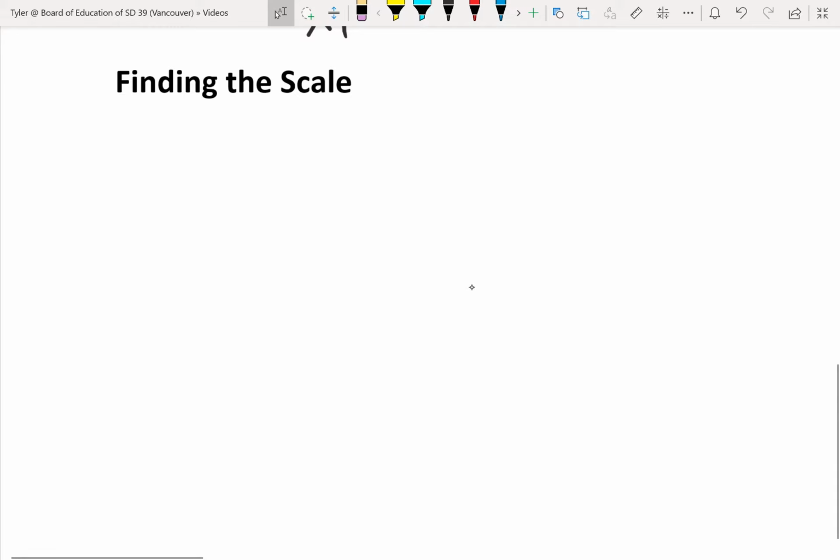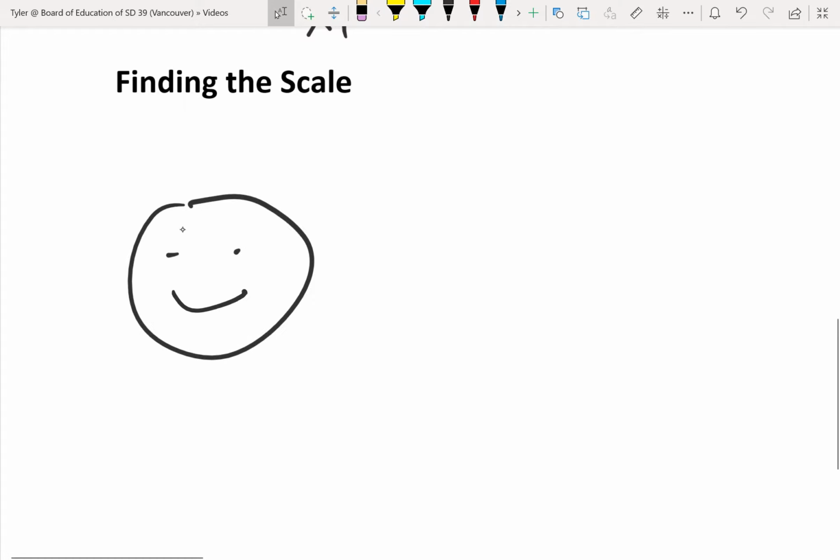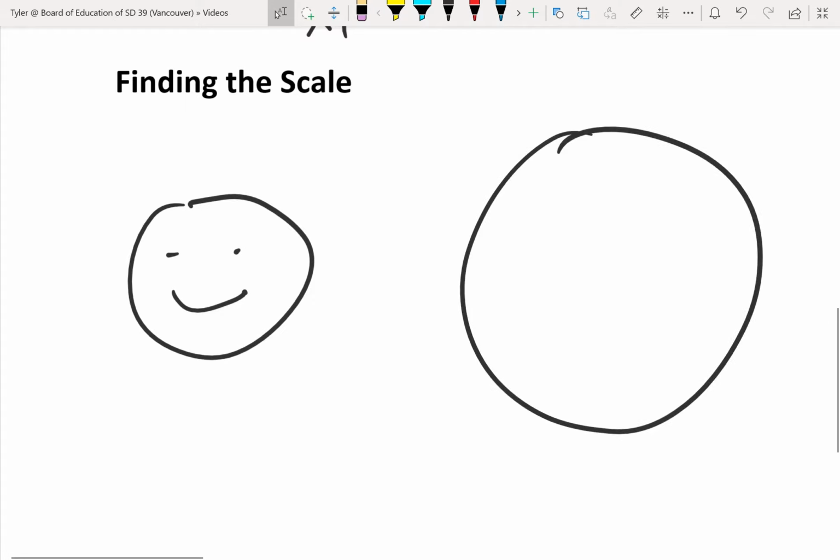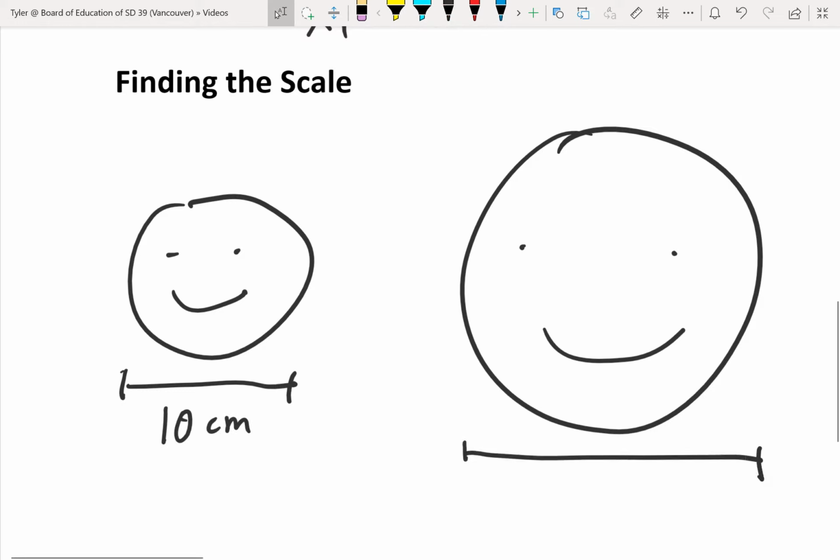Now the last thing we have to be able to do is figure out a scale when we're given some pictures. So let's draw another one. This time I'm going to draw like a smiley face. Okay? So let's say that this original smiley face had a width of, let's say, 10 centimeters. Okay? And then this new, bigger smiley face has a width of 30 centimeters.